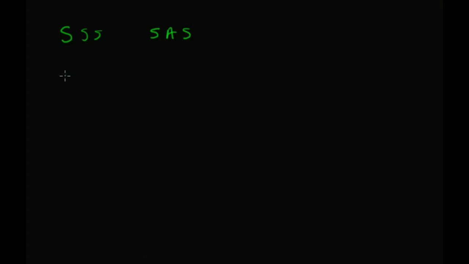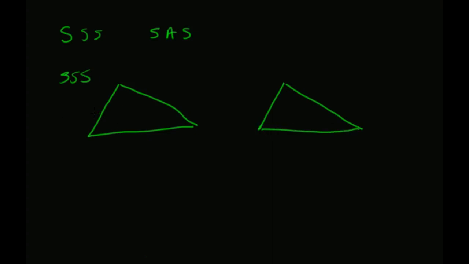The SSS postulate says that if I have 2 triangles, and all 3 sides of one triangle are congruent to all 3 sides of the other triangle, then the 2 triangles are congruent. That's pretty straightforward. We can prove triangle congruency by showing that all 3 sides are congruent.